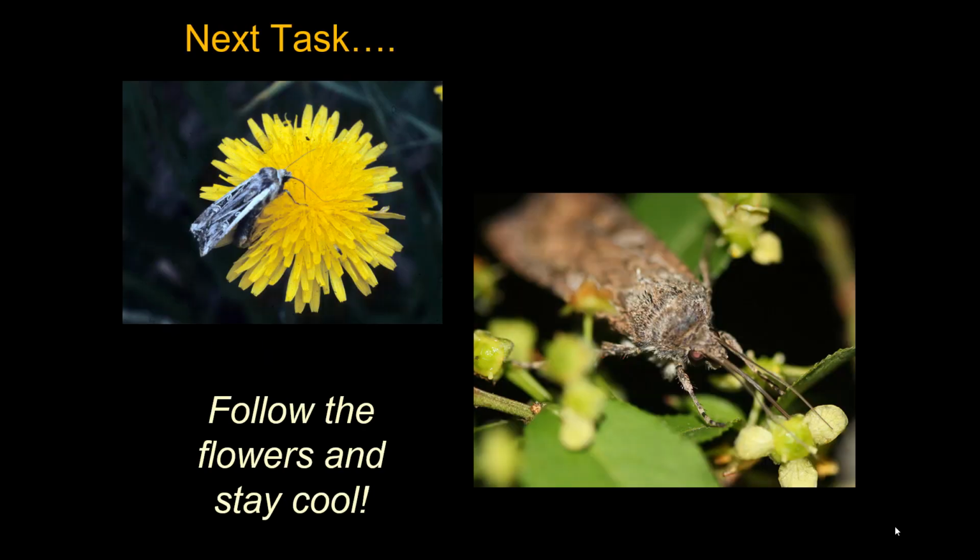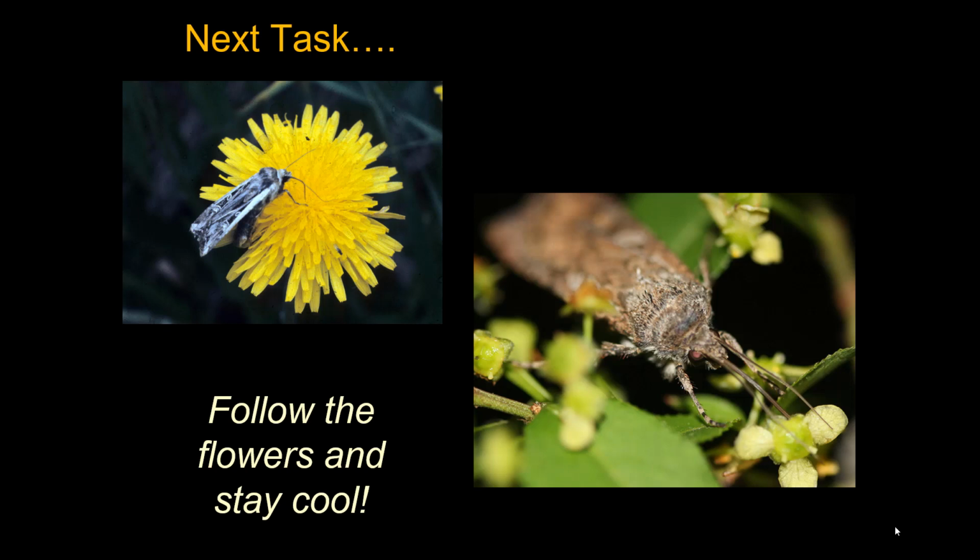Anyway, when this army cutworm has turned into the adult, it does not then turn around and lay eggs. Most cutworms do. Most insects do right after they turn into the adult. At this time of year, they turn around and lay some eggs, but not this one. They then go on a journey, and their task is to follow the flowers and stay cool. They are not going to lay eggs for months.